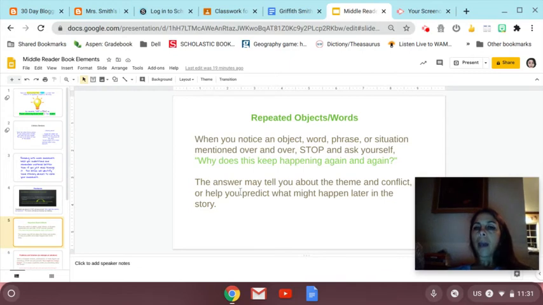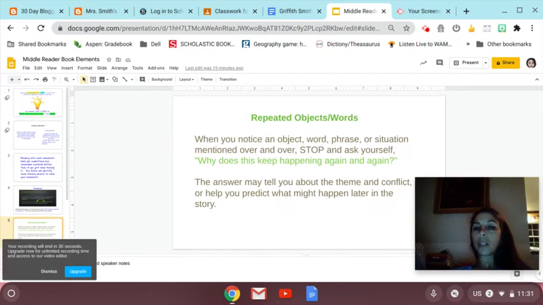Second literary device, repeated objects, words. So picking up on patterns. When you notice an object, word, phrase, or situation mentioned over and over, this is a place to stop. Ask yourself, why does this keep happening again and again? The answer to that question might relate to the theme or the conflict, or even help you predict what might happen later in the story.